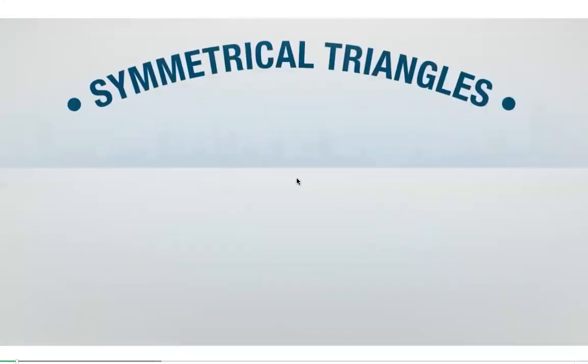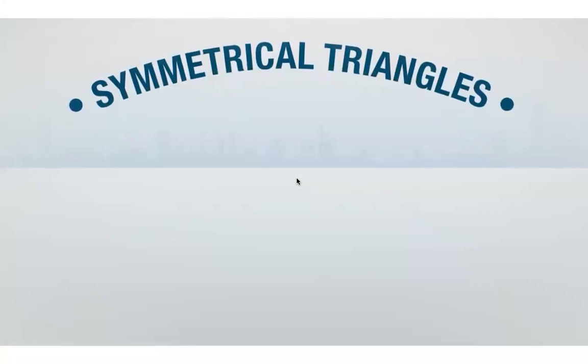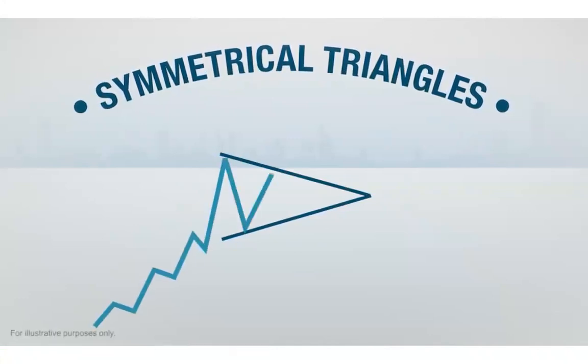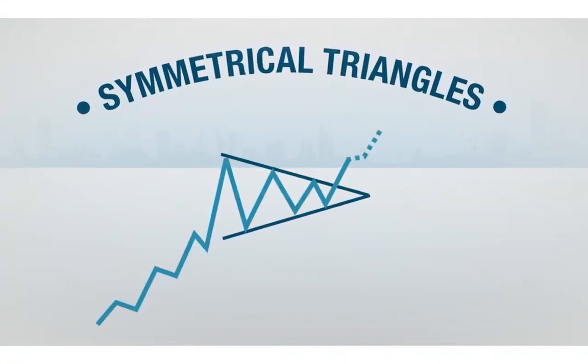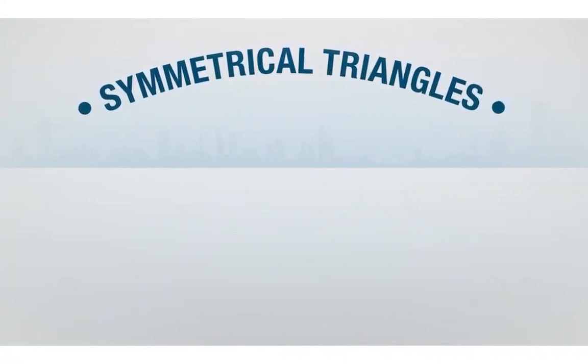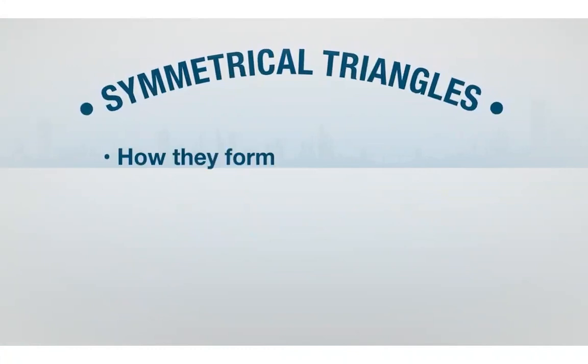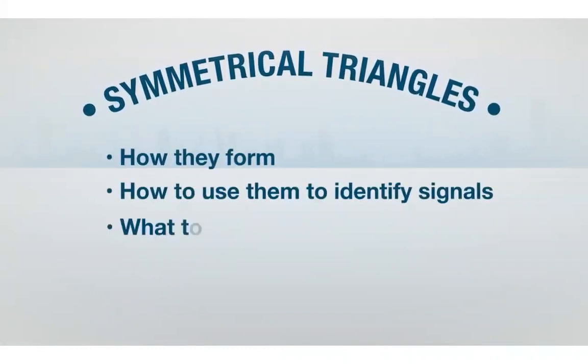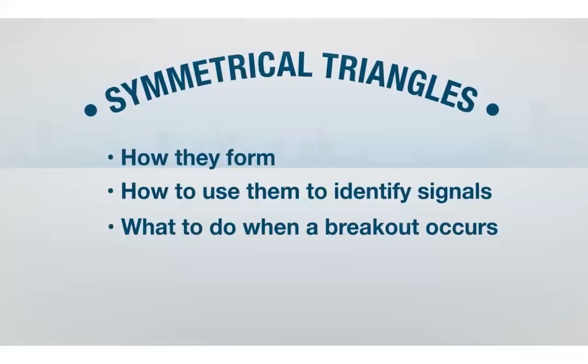A symmetrical triangle is a price pattern that forms when support and resistance levels converge. This continuation pattern, or pattern that occurs mid-trend, is likely to continue following the trend after a breakout. In this video, we'll discuss how symmetrical triangles form, how to use them to identify potential buy and sell signals, and what actions you may consider if a breakout occurs.